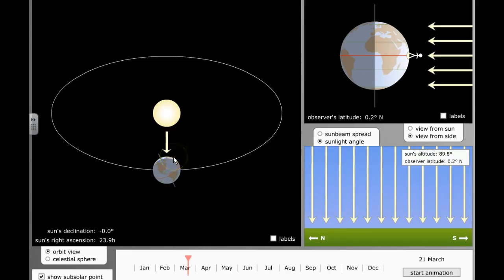Now it's an equinox, so as you can see here, you have equal daylight hours for every location in the world. There are 12 hours of daylight and 12 hours of nighttime. So you have the equator getting the most direct sunlight on an equinox, and you have equal daylight hours. And this is because neither the northern or southern hemisphere is tilted towards the sun.